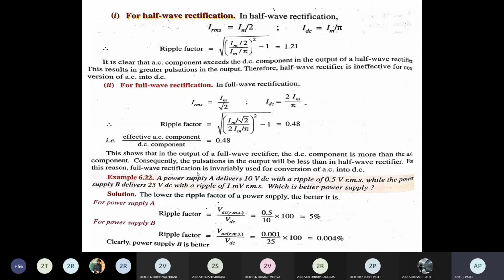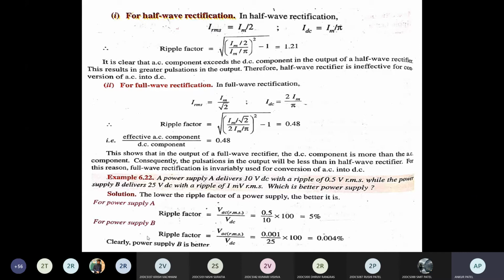One example is given: a power supply A delivers 10 volt DC with a ripple of 0.5 volt RMS, while power supply B delivers 25 volt DC with a ripple of 1 millivolt RMS. Which is the better supply? Here two power supplies are given, and for both, ripple is given. We need to find which power supply is better.